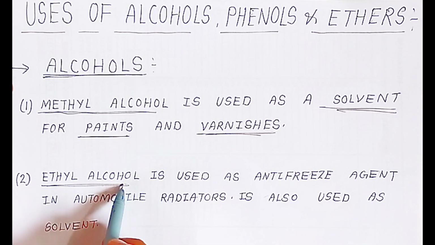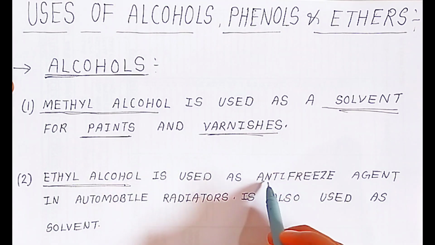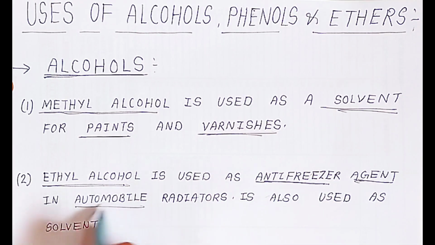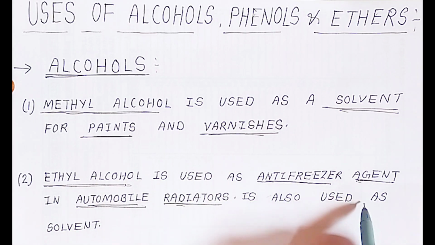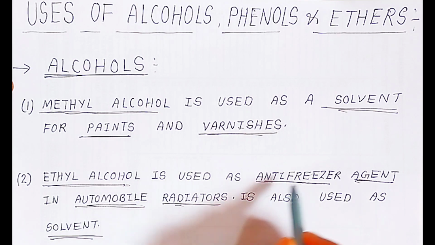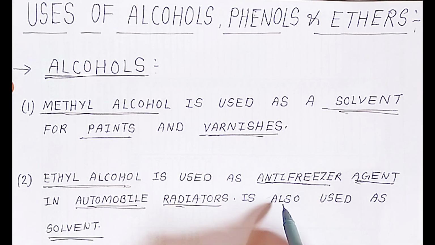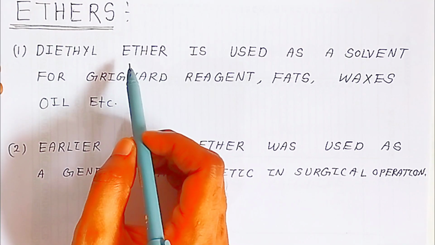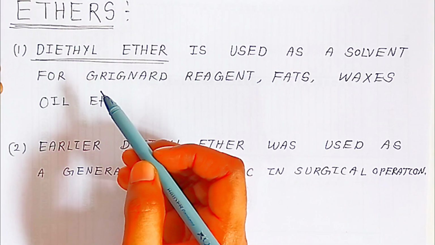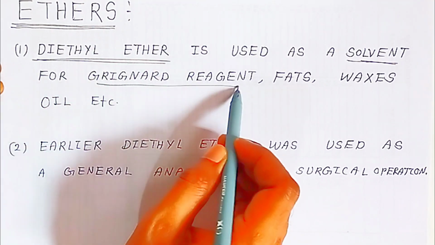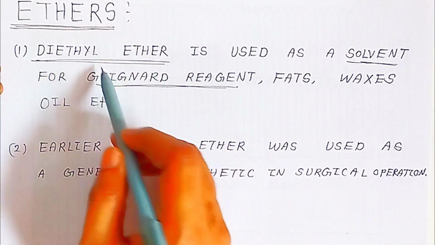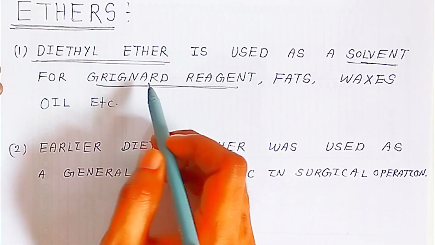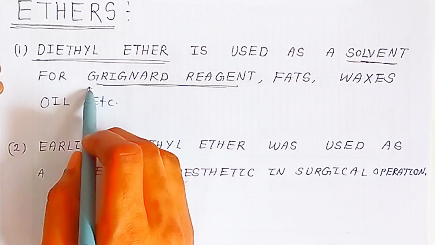Now students, ethyl alcohol, containing 2 carbons, is used as an antifreeze agent in automobile radiators. It is also used as a solvent. Understanding, students? Uses of ether. Diethyl ether is very important. Ether is used as a solvent for Grignard reagent. In Grignard reagent, students, every time we use diethyl ether, all the reactions are carried out in diethyl ether. So diethyl ether is used as a solvent in Grignard reagent.